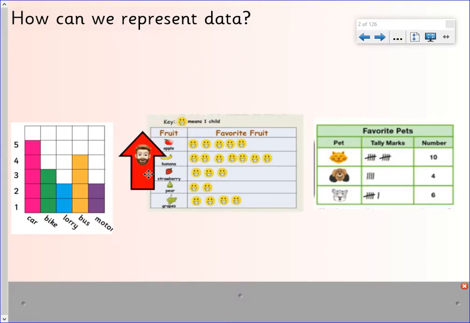That's right, it's a block diagram. Ready for the next one? Ready to shout out? This is a tally chart. Well done. Remember, tallies are grouped in 5. And finally, this is a pictogram. Well done. So today you've got to choose. Do you want to represent data in a block diagram, a pictogram, or a tally chart?